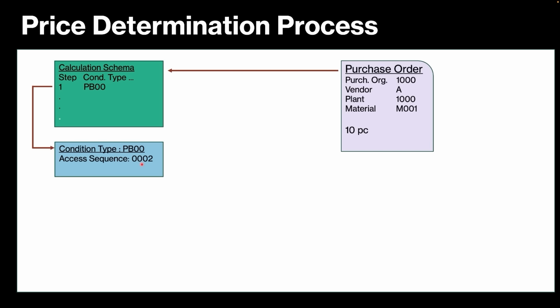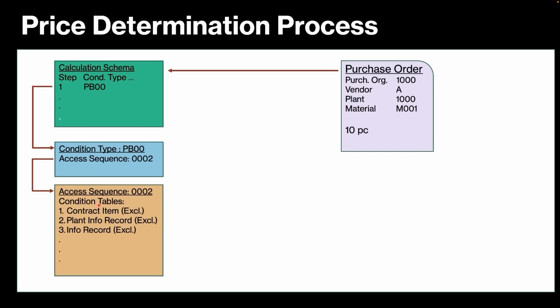which access sequence has been assigned in the configuration. So you can see in this condition type PB00, the access sequence 0002 is assigned, and system understands that for this particular condition type, the price determination has to be done. So in the next step, what will system do? System will check all the condition tables which are there in this particular access sequence.